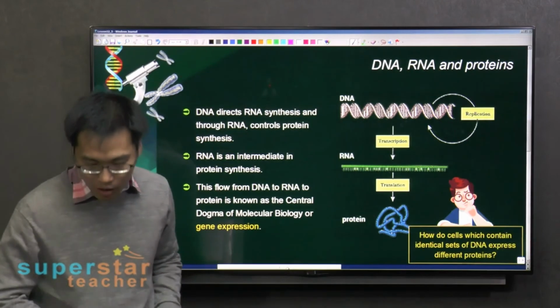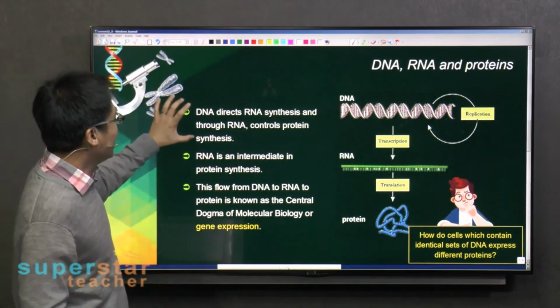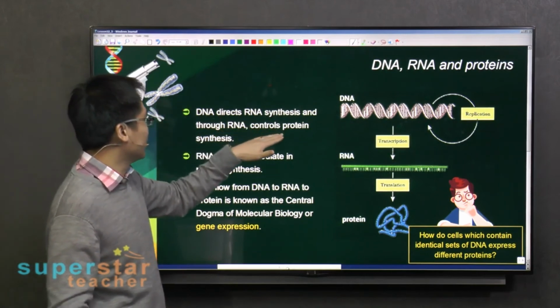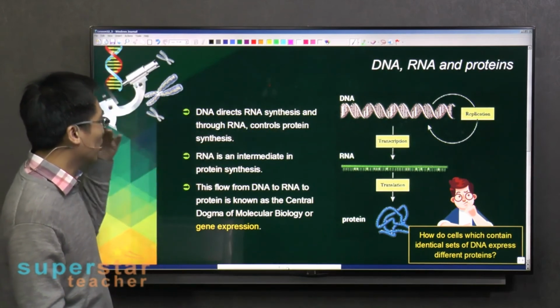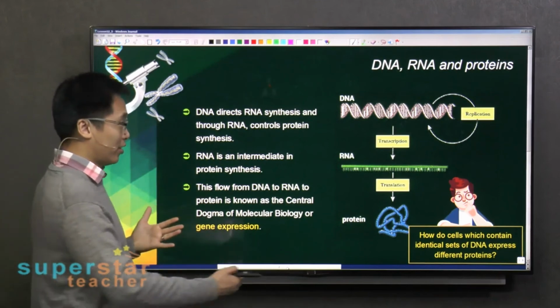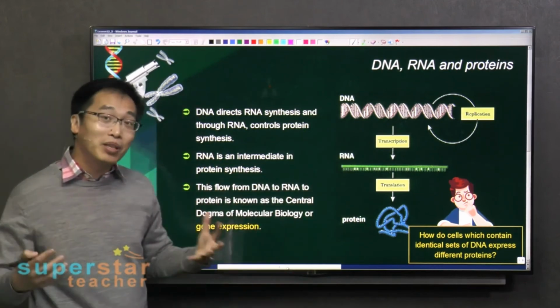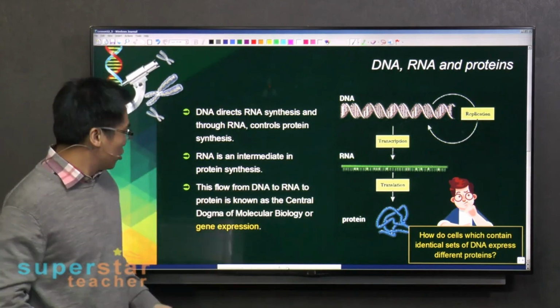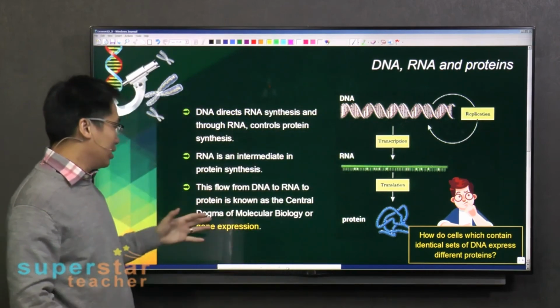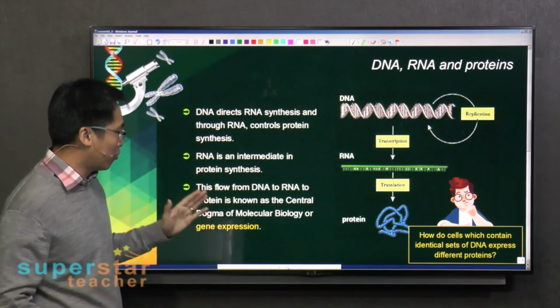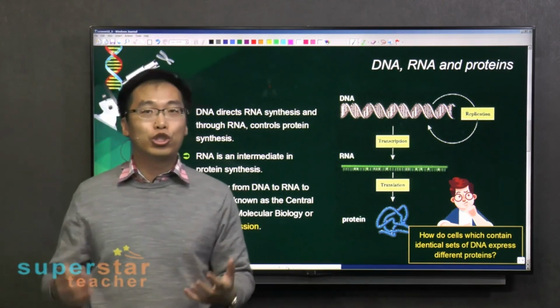Basically, DNA directs RNA synthesis, and through RNA it controls protein synthesis. Remember the stepwise process. RNA therefore is an intermediate in this whole step. Sometimes you may see this flow called the central dogma of molecular biology, or gene expression.